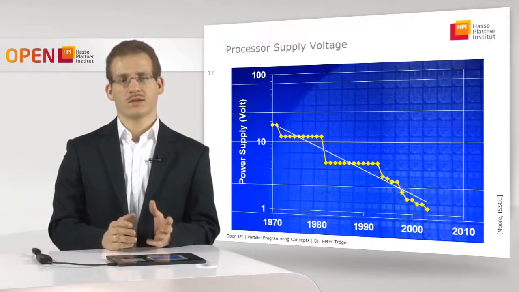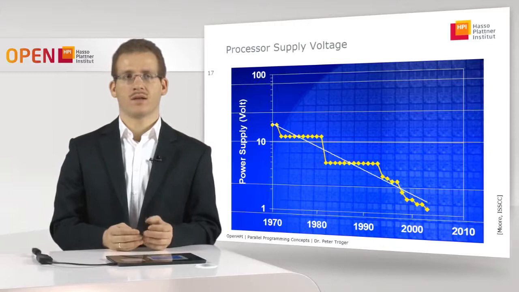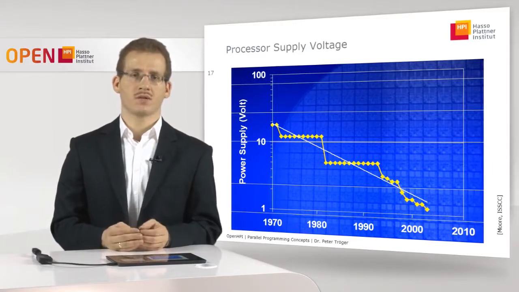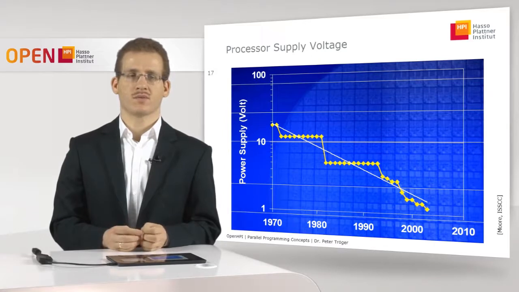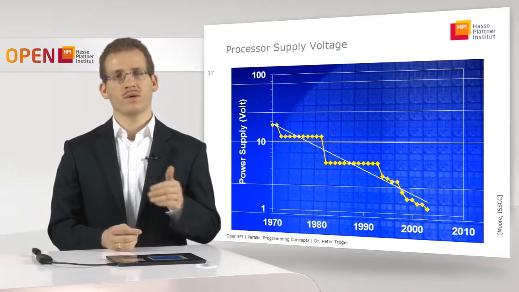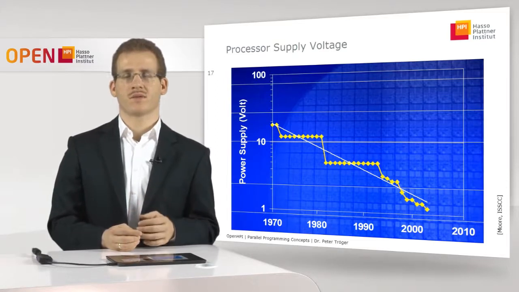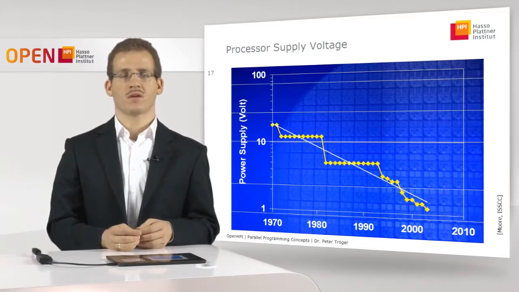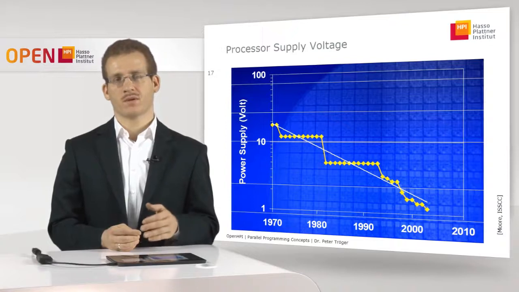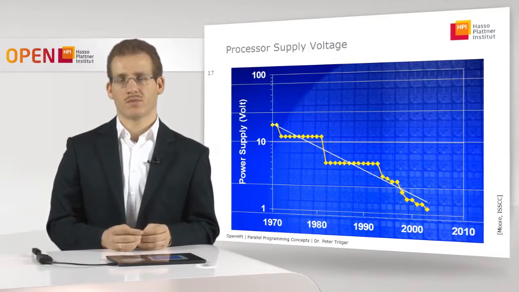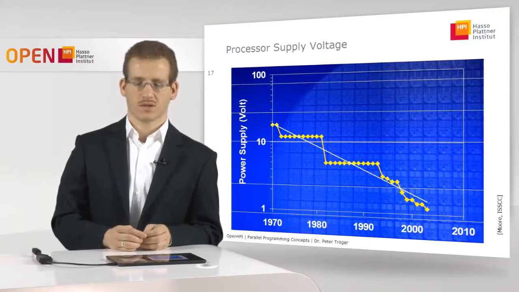One example you can see in this chart, where the power supply over the years is shown. This is a slide also from Gordon Moore, and you can see that while the frequency constantly increased, we had a constant decrease of the power supply voltage, again with a logarithmic scale, and meanwhile we are near 1 volt for processor technology.